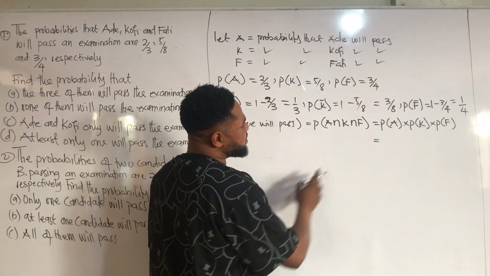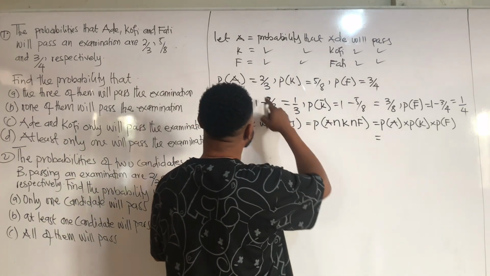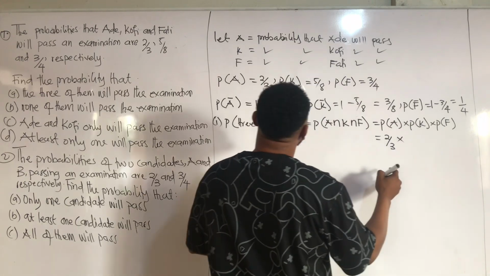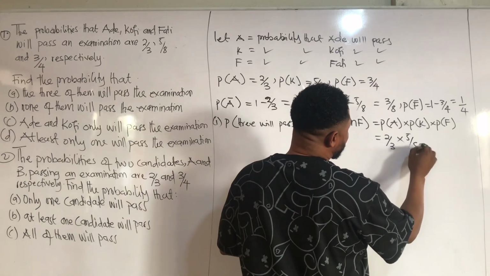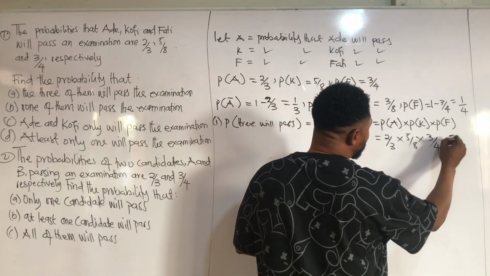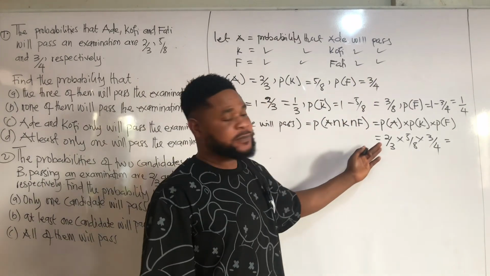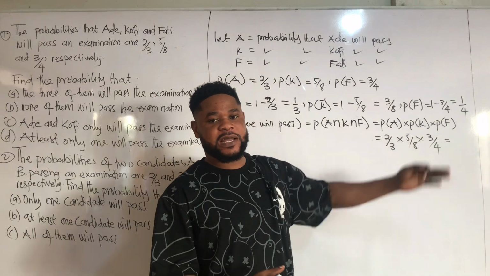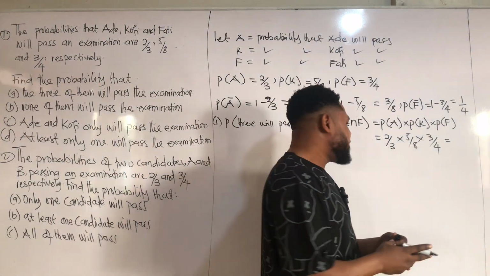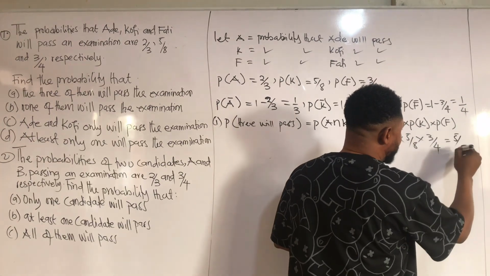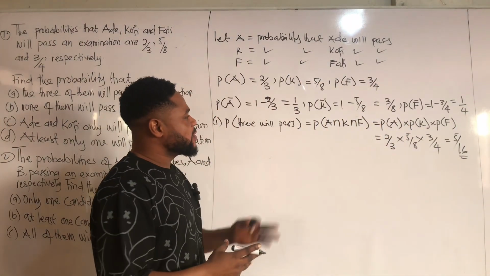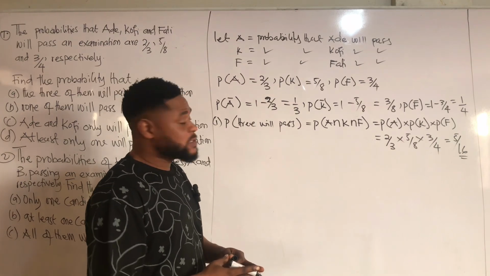And from what we have in the question, we can go straight. Ade will pass is 2 over 3. Kofi will pass is 5 over 8. And Fatih will pass is 3 over 4. So I'm going to multiply this. We are going to multiply this. And that will give us 5 over 16. All right? 5 over 16. So this is how we can get the solution for the first one.